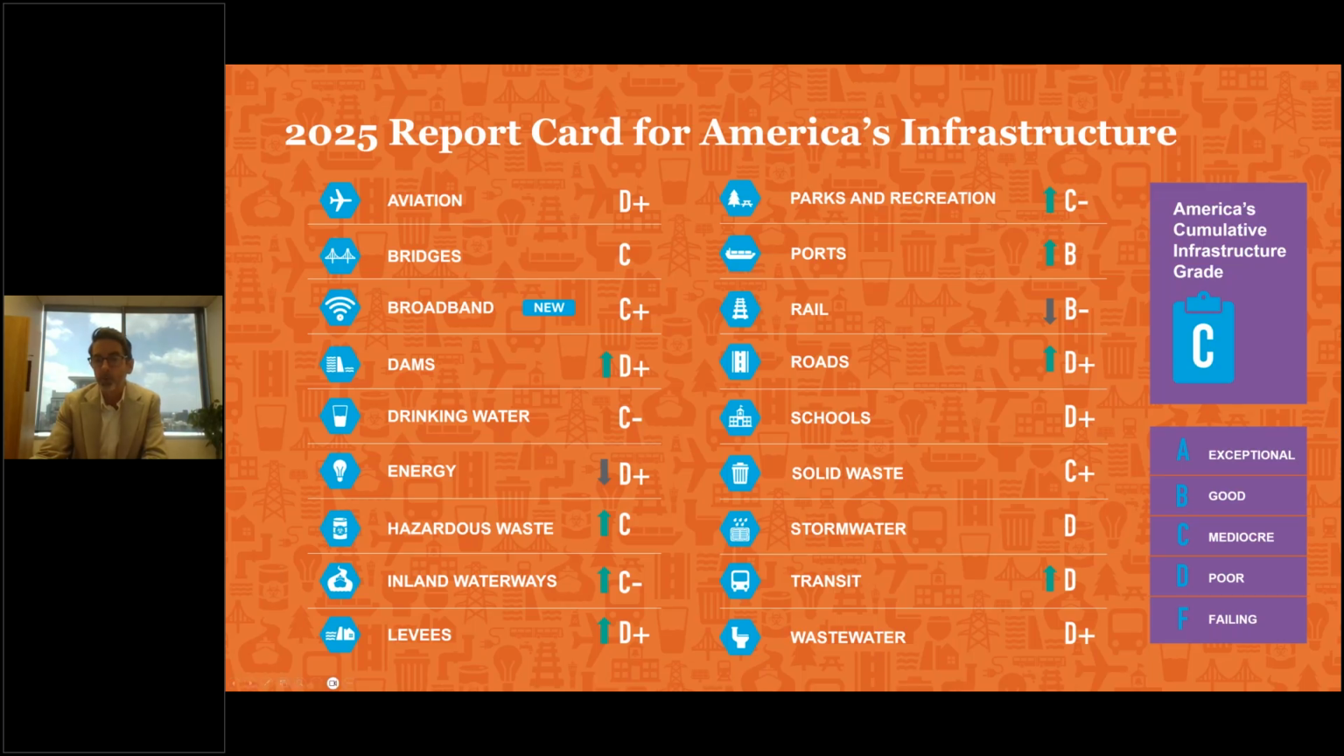Since ASCE's last report card 4 years ago, the new grades in 2025 demonstrate that investment in infrastructure makes a difference. Landmark federal infrastructure legislation has initiated thousands of critical projects across the country. The 2021 Infrastructure Investment and Jobs Act, or IIJA, was the largest comprehensive infrastructure spending package in U.S. history, accounting for $1.2 trillion in infrastructure investments over the course of 5 years, with more than $550 billion of that funding allocated to brand new programs.